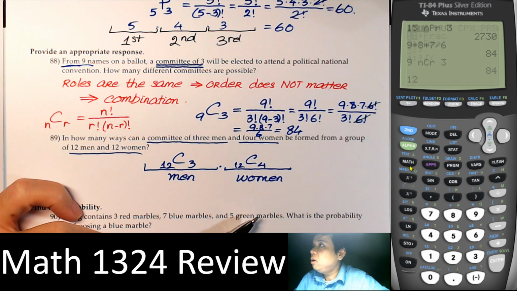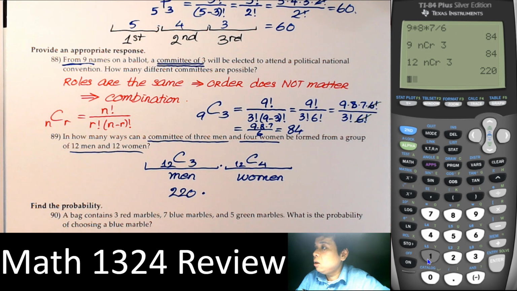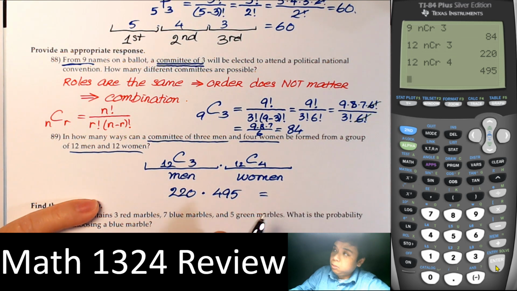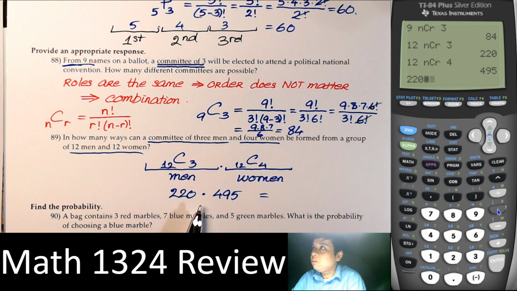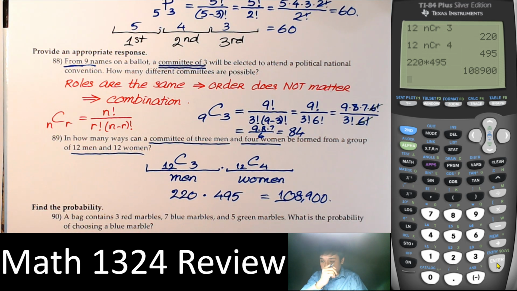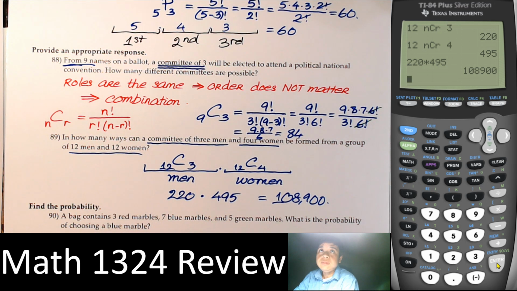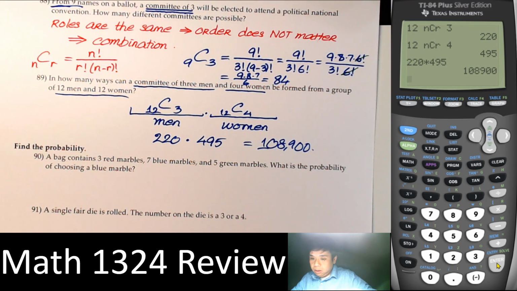So 12 choose 3, that is 220, times 12 choose 4, which is 495. Right, so that's quite a lot. 108,900. Right. So both of those are a combination, order does not matter.